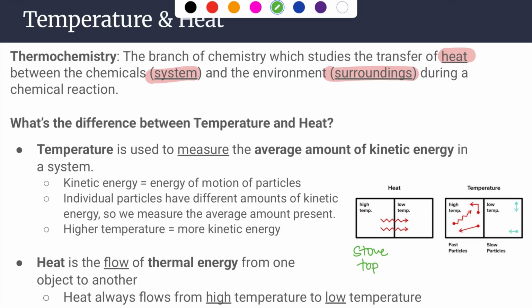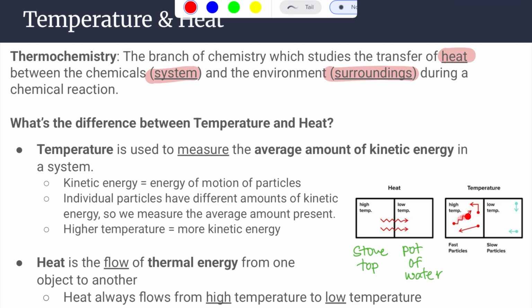which would be hot. And then if you have a pot of water, maybe you want to boil some water to make pasta, that stovetop is going to get warm. That's going to have a high temperature. And then that is going to transfer that energy to something that has a lower temperature, that pot of water. And that is how our water would heat up.